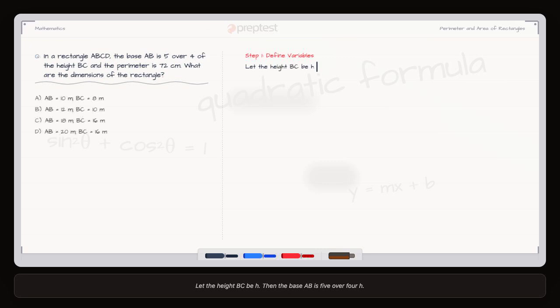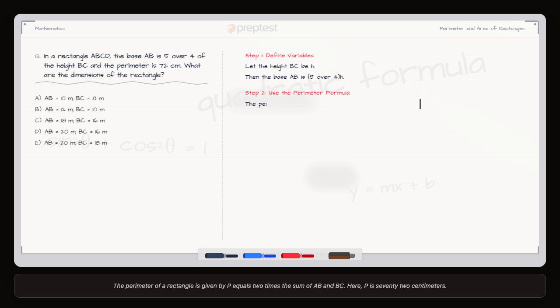Let the height BC be h. Then the base AB is 5 over 4h. The perimeter of a rectangle is given by P equals 2 times the sum of AB and BC. Here, P is 72 centimeters.